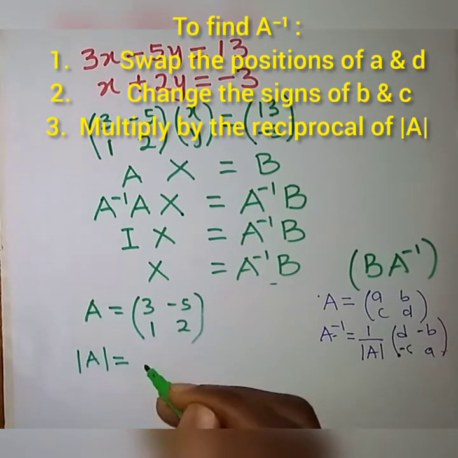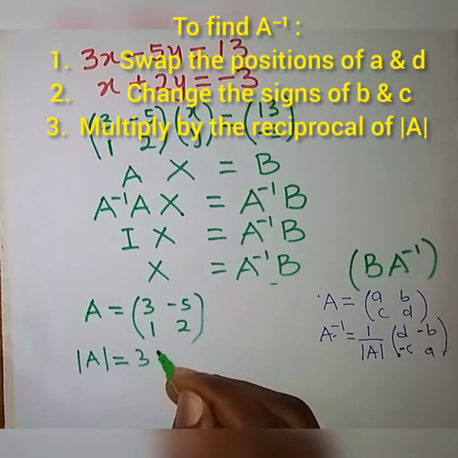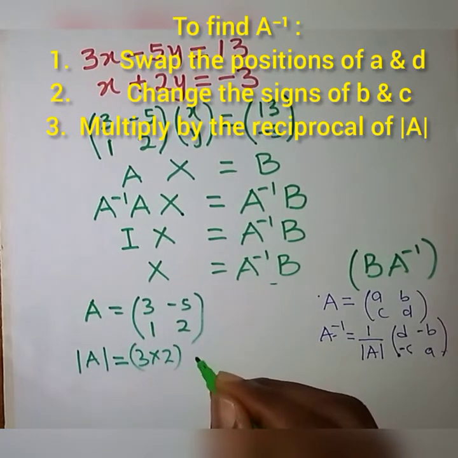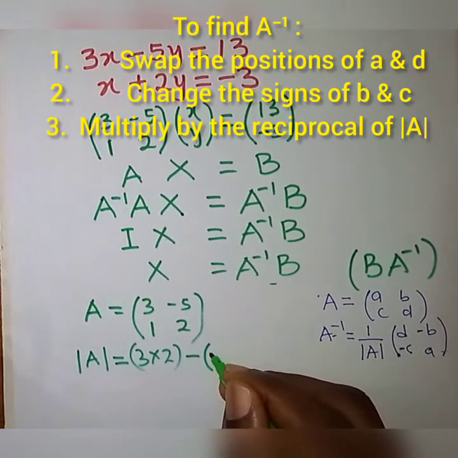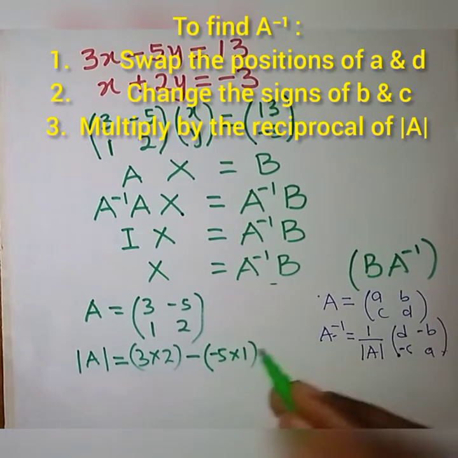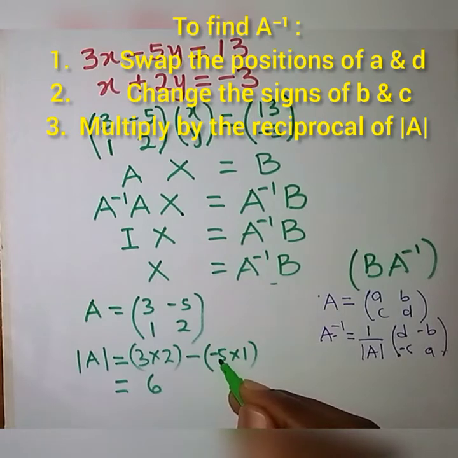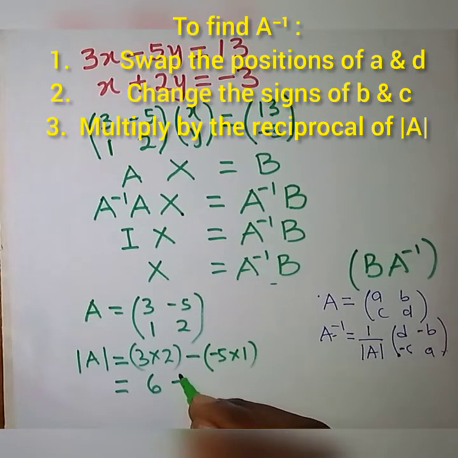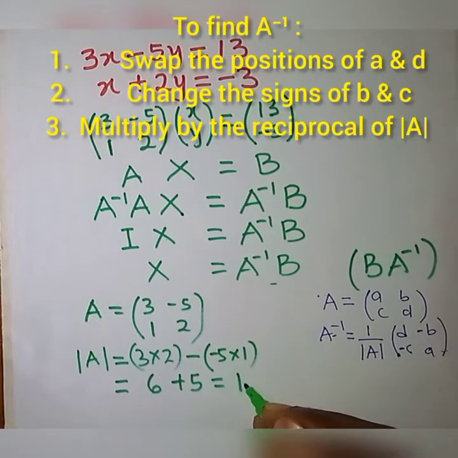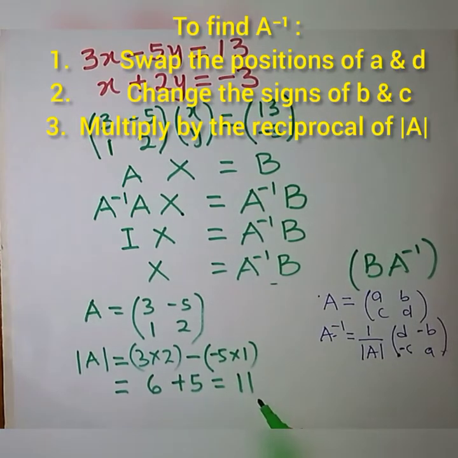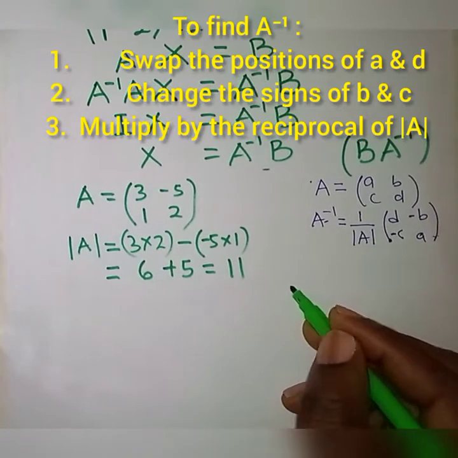Now to find the inverse of this, we find the determinant of A first. The determinant of A equals 3 times 2 minus 5 times 1. This gives us 3 times 2 is 6, minus 5 times 1 is minus 5, minus times minus is plus, and that gives us 11. So the determinant of A is 11.